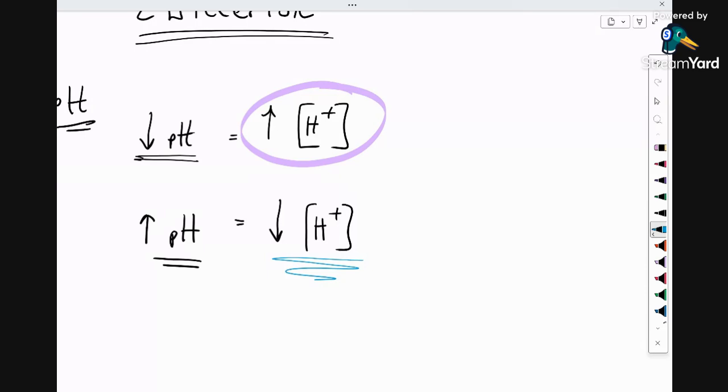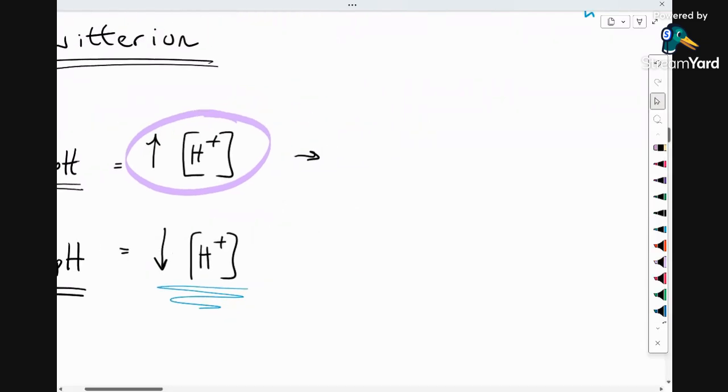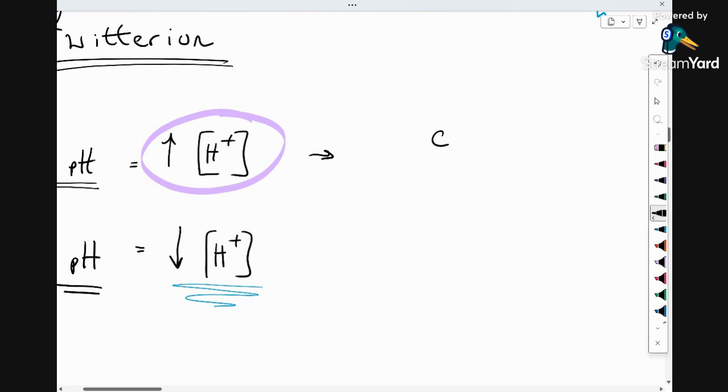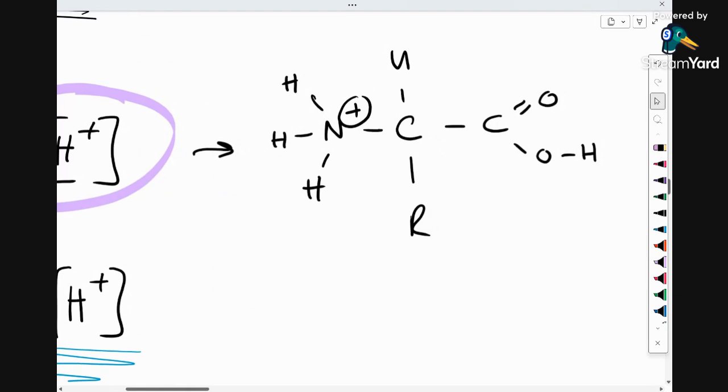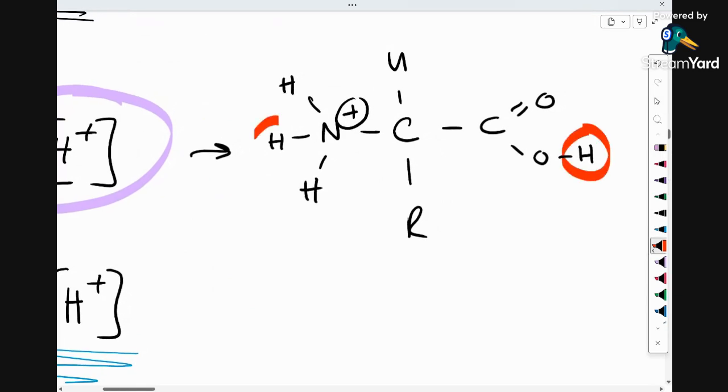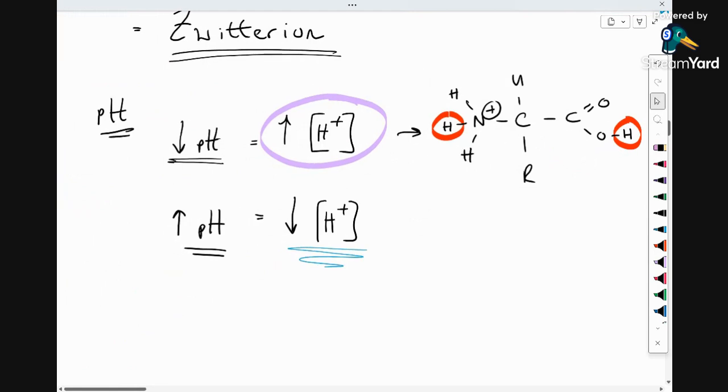When you've got lots of protons around, both groups are going to be protonated. So if we look at our carboxylic acid group, if we've got lots of protons around, we're going to easily stick one onto the OH group here. And the amino group is going to pick one up as well, because there are lots of protons, here we go, around. So this is what your amino acid is going to look like at low pHs. Every possible group is going to be protonated, right? So here and here, because at low pH, there are lots of protons around.